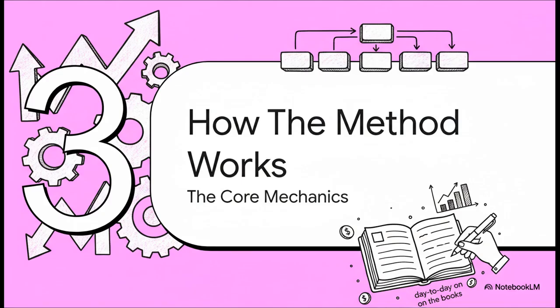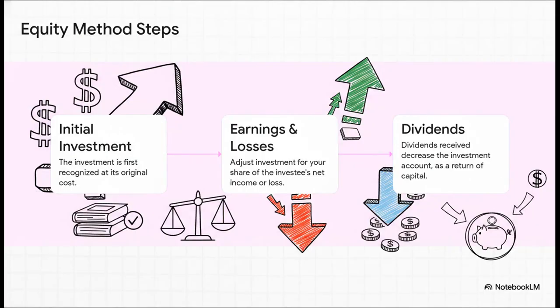Okay, so we know the when. Now let's get into the nitty-gritty of how. How does this thing actually work on the books? It really boils down to three key moves. First, nice and easy, you record the investment at what you paid for it, the original cost.